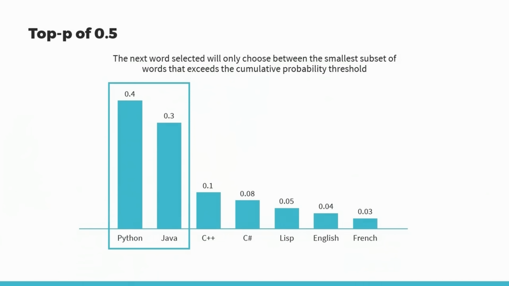The text generation algorithm will sum up the probabilities of the words starting with the highest probability word, and it will choose the smallest subset of words that exceeds this cumulative probability threshold. So the subset of words that includes Python and Java is 0.4 plus 0.3 equal to 0.7, which exceeds the probability threshold of 0.5. The model will then select the next word only from these two words. Either Python or Java will be chosen.